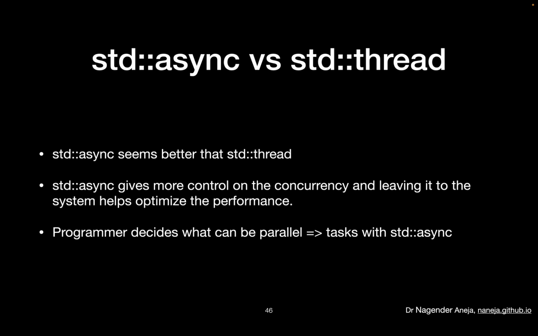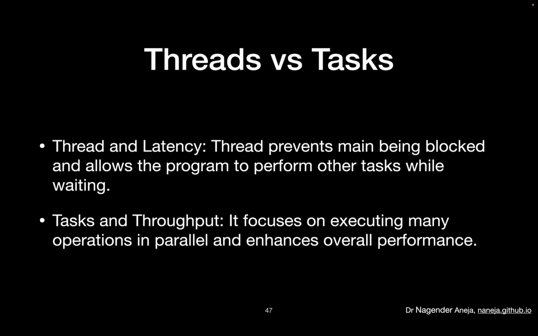And second, it gives more control. If we don't want concurrency, we can just say deferred. If we want concurrency, then there's only one option. We don't have to change the entire code. So std::async gives more control on the concurrency, and leaving it to the system helps optimize the performance. And the programmer decides what can be parallel. So we just create tasks with std::async. So tasks are better.